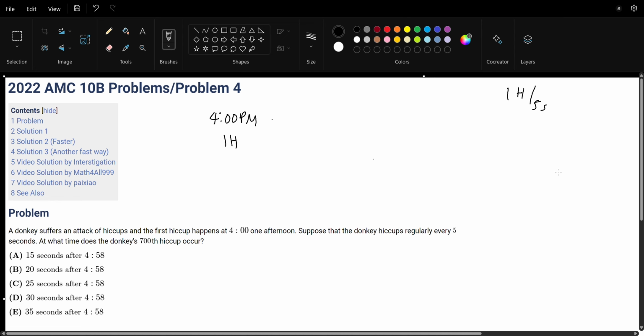So let's tackle this problem one step at a time. First of all, let's try to understand how many additional hiccups happen every minute, because seconds are hard to work with and they're too abundant. So let's just simplify it to minutes.